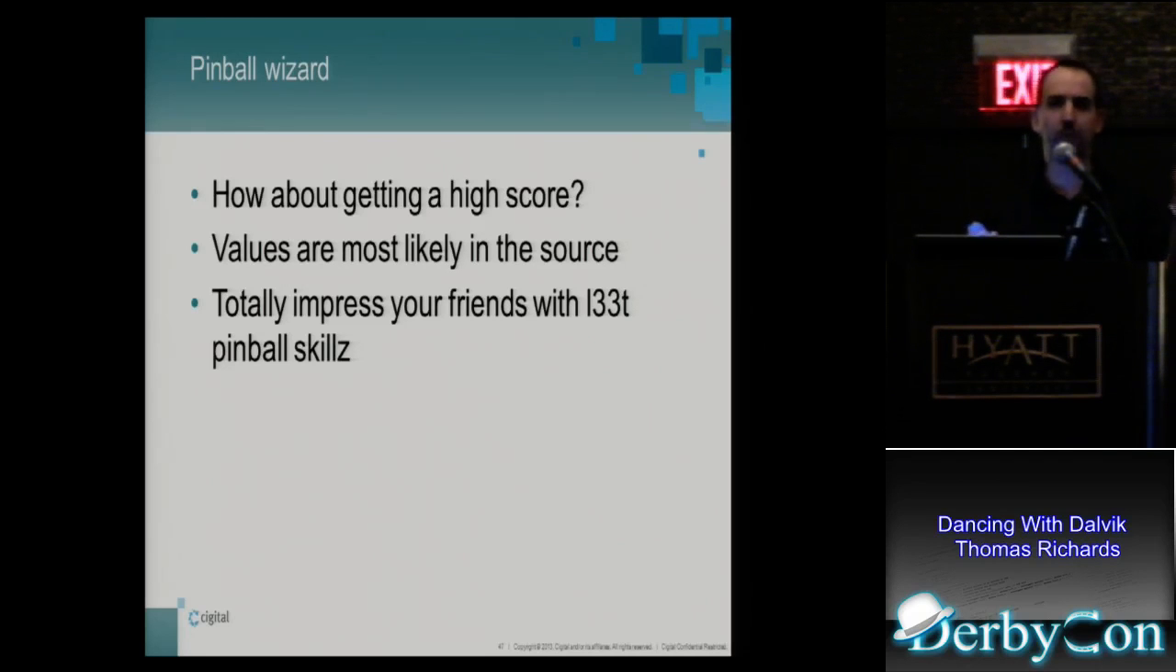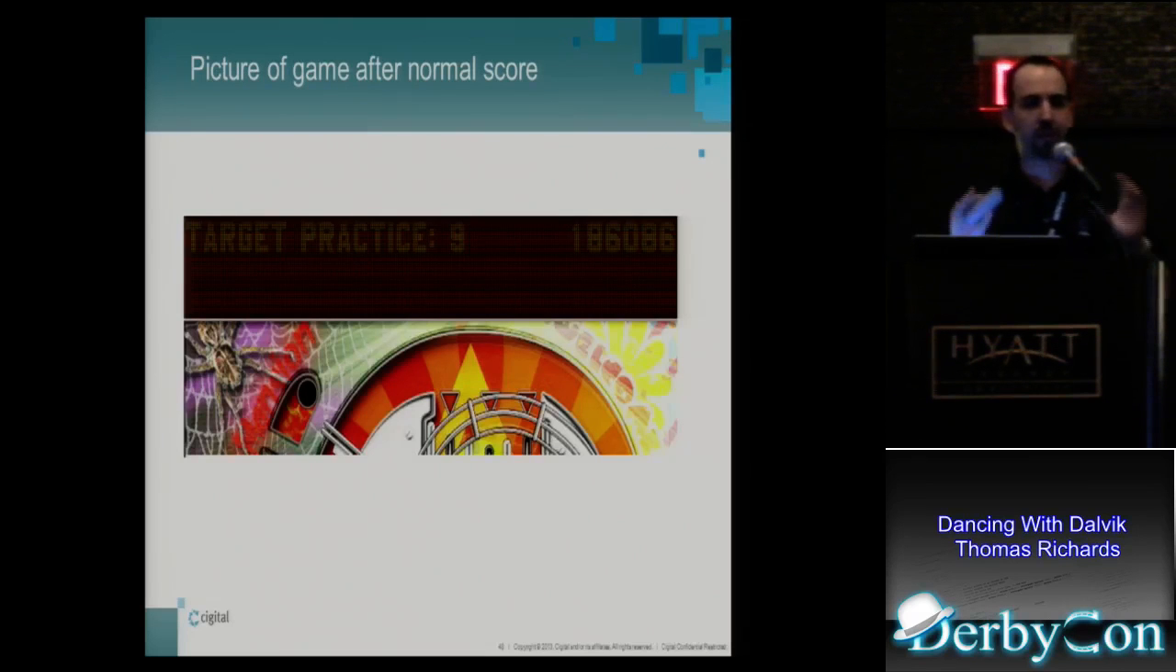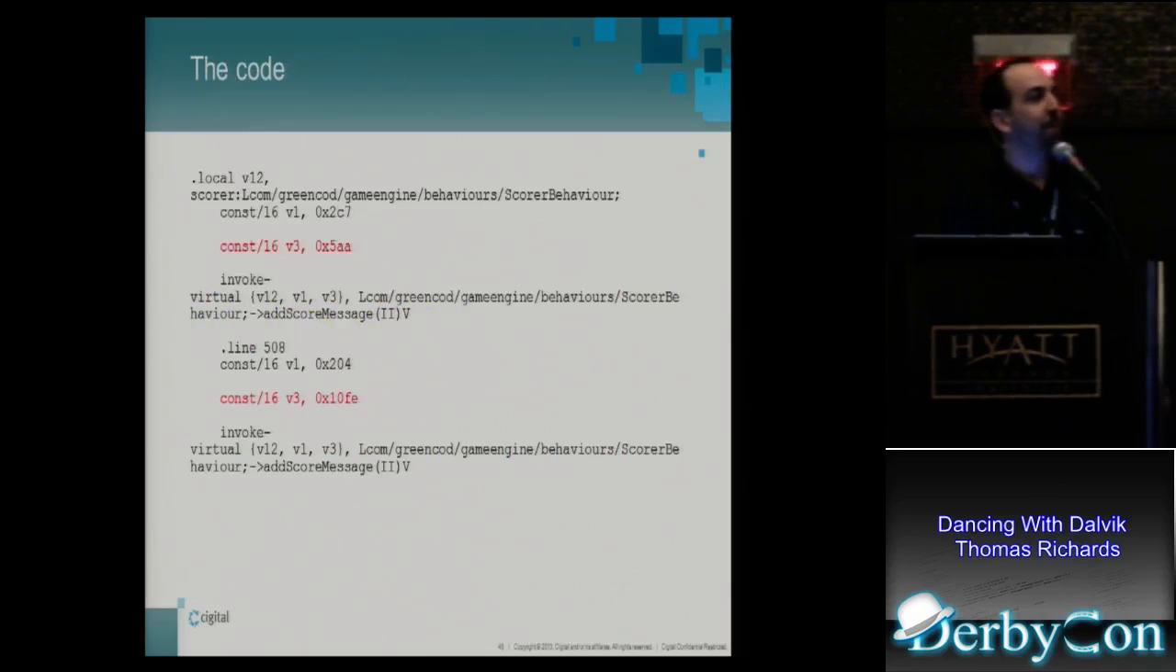The point values for the bumpers and the different parts of the pinball table are probably in the code somewhere. Let's try and find them. So here's, can you guys see the number at all? It worked last time, but not this time. I did lighten it, and it worked at DerbyCon. I apologize. So after playing one normal game of pinball, I came up with a measly 186,086 points. Right? Not a lot. Pretty lame. Yeah, sad panda.